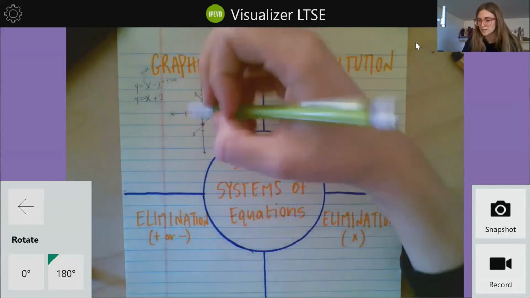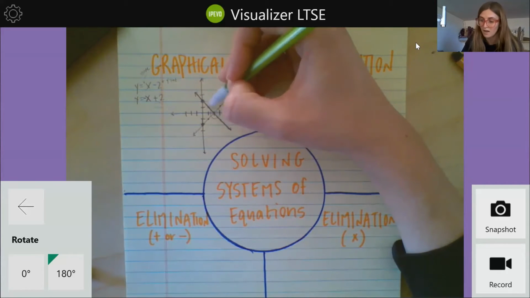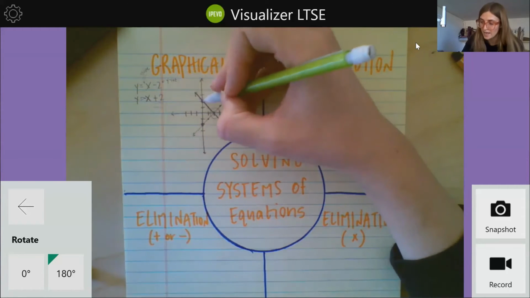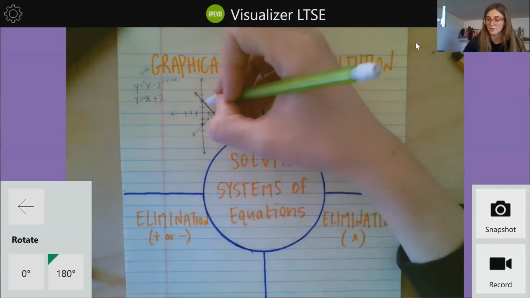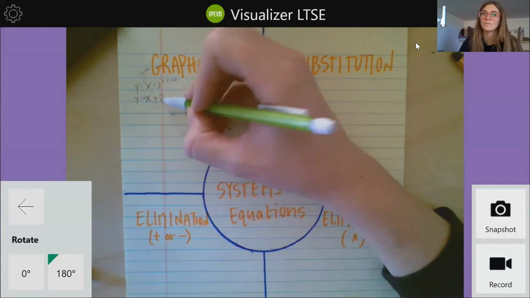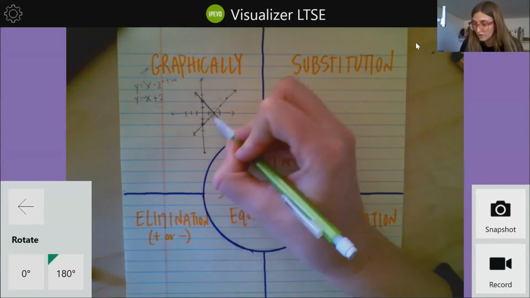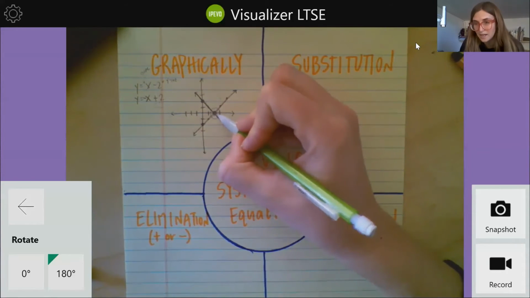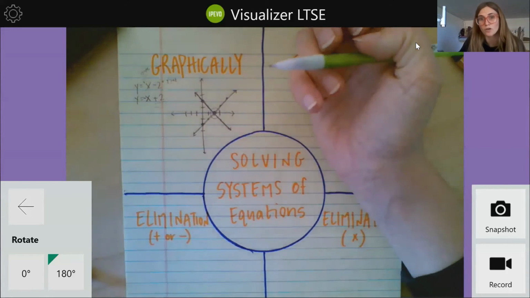So let's talk about that a little bit. When we have a graph of a line, that means any point on this line will make this equation true. There's an infinite amount of points I could take, and I could plug the x and y coordinates of that point into my equation, and that would make the equation true. The same goes for this line, and for any line. So it makes sense that their intersection would be the place where both of the equations are true.